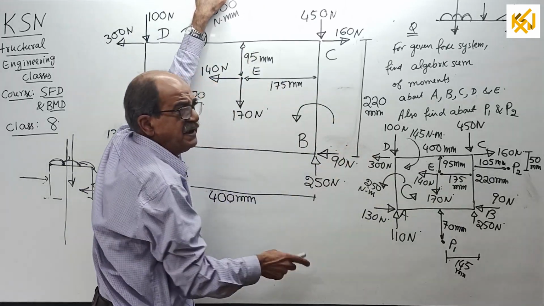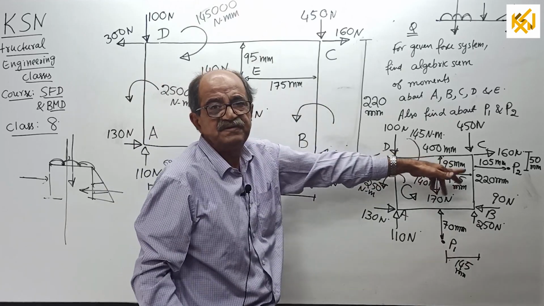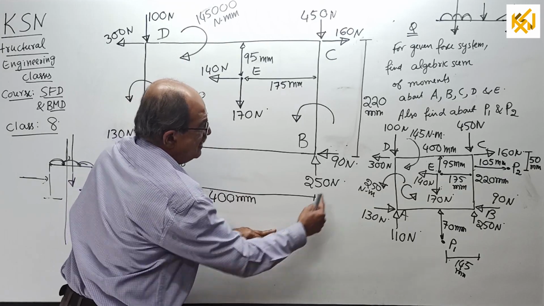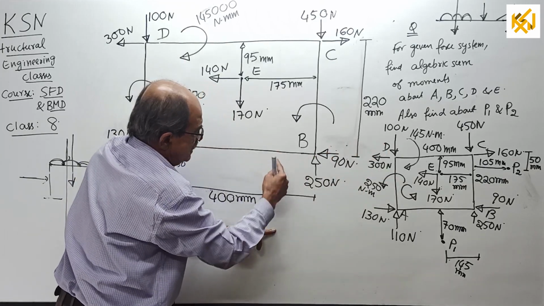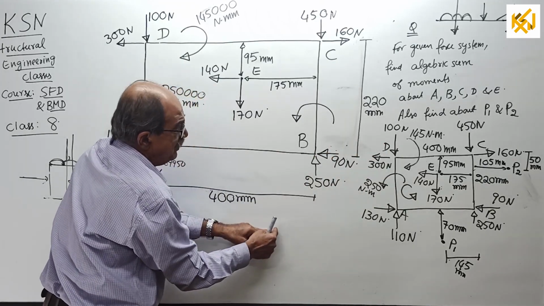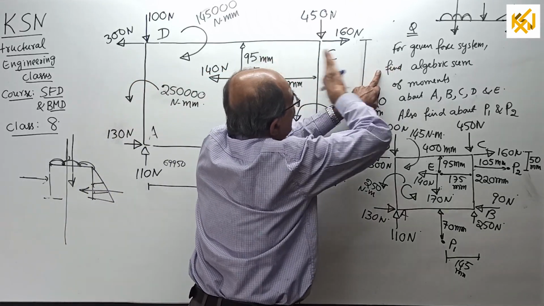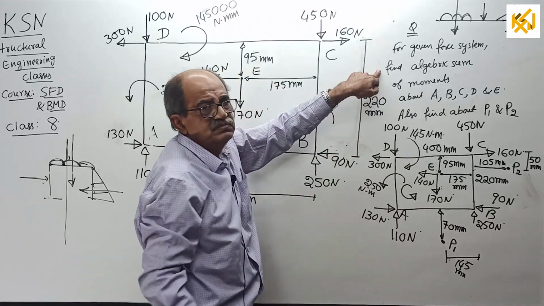P1, P2 I will mark here, because after I remove that space. See, first remember, I will mark P1 somewhere here. Then somewhere outside I will mark 70 down and 145 left. P2 I will mark somewhere here. How? 105 this side and 50 down.